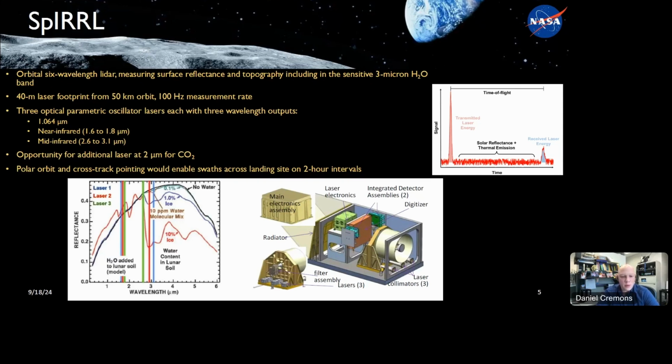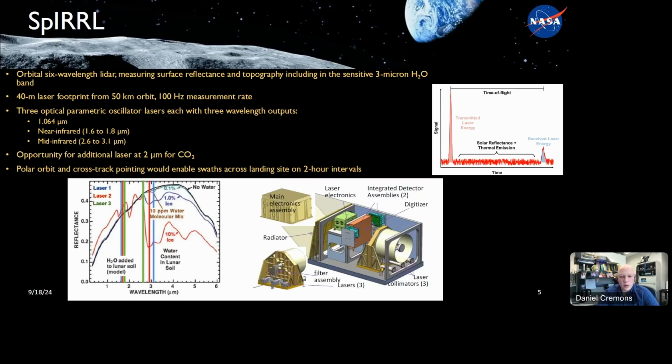And then we have 3 wavelengths in the near infrared from 1.6 to 1.8 microns or so. And those are used both to constrain the lunar background, but also understand things like optical maturity of the surface. There's also additional opportunity to potentially include a laser at 2 microns to measure the CO2 absorption feature there, but we're still working on how we can work that into the overall instrument, because that wasn't in the initial baseline plan.